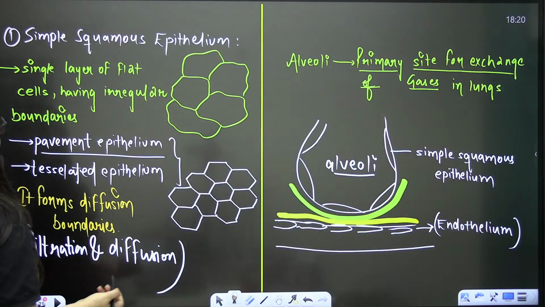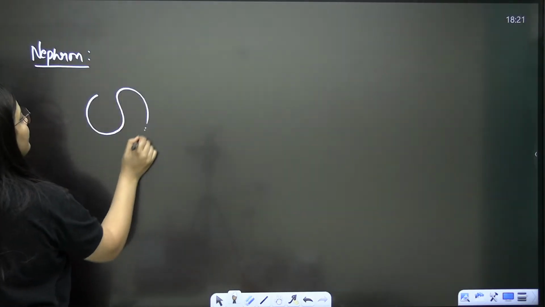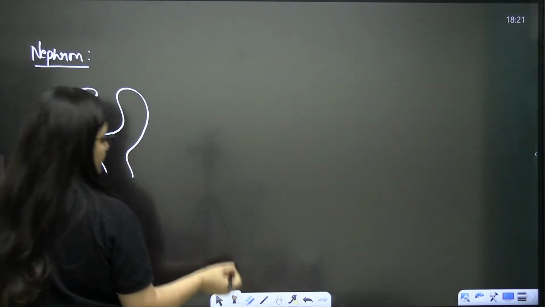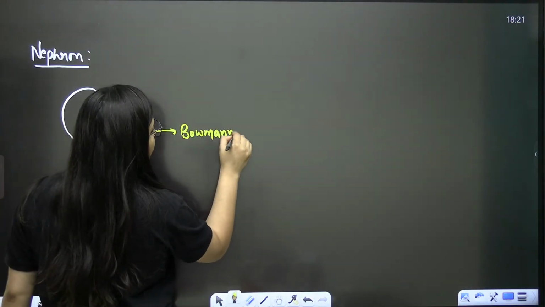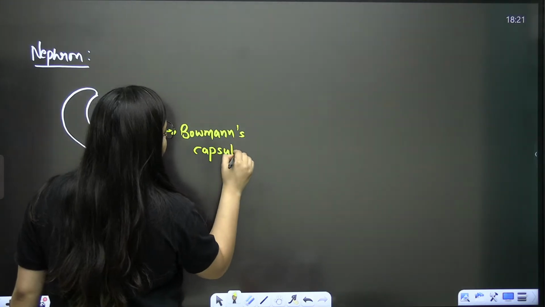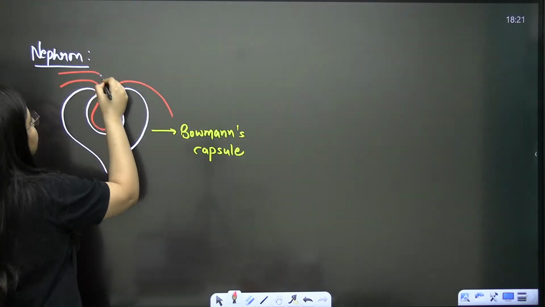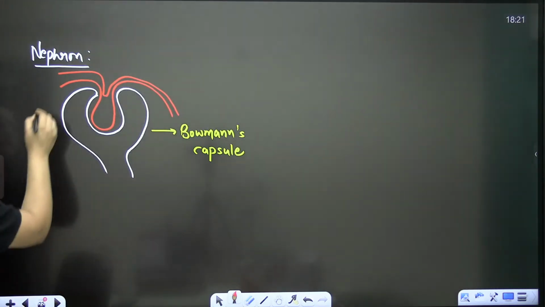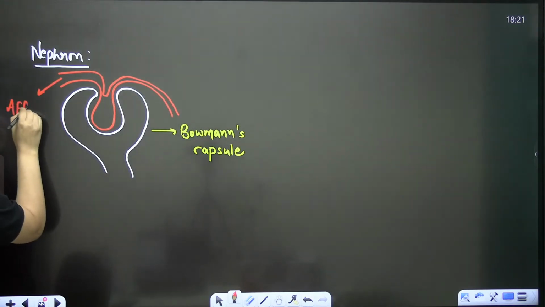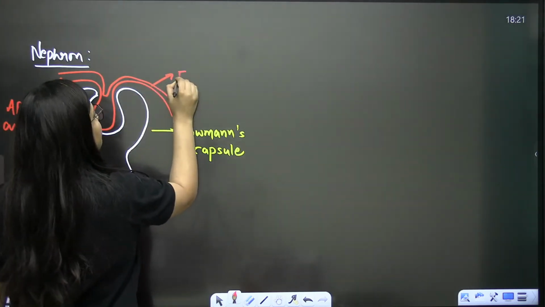So this is one example. We have other examples also. Do you know about the nephron present in kidneys? In the nephron, we talk about the Bowman's capsule, isn't it? This is the afferent arteriole, if you remember, and this one is the efferent arteriole. Look at the diameter as well.